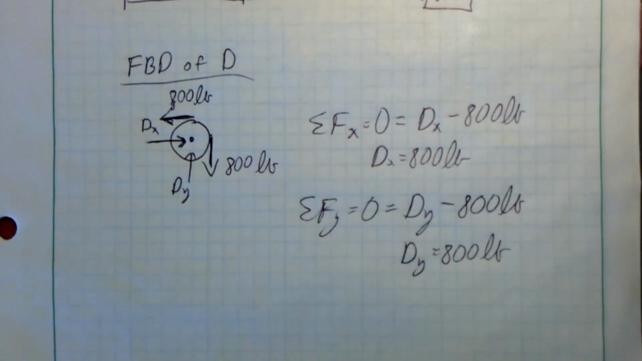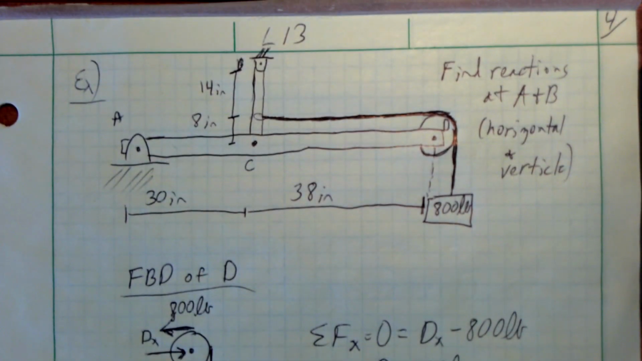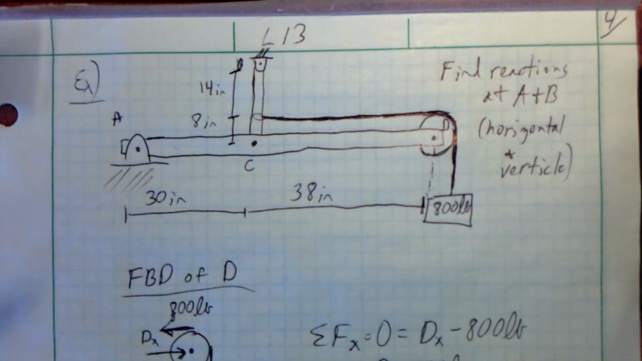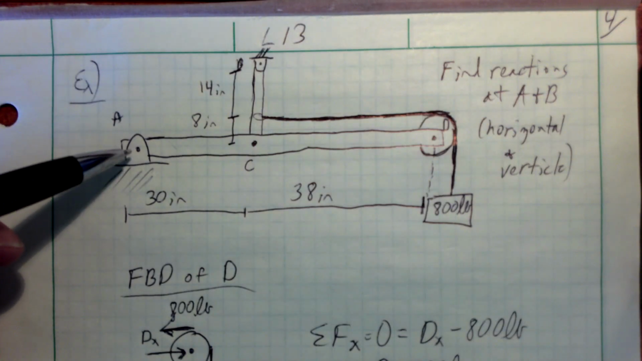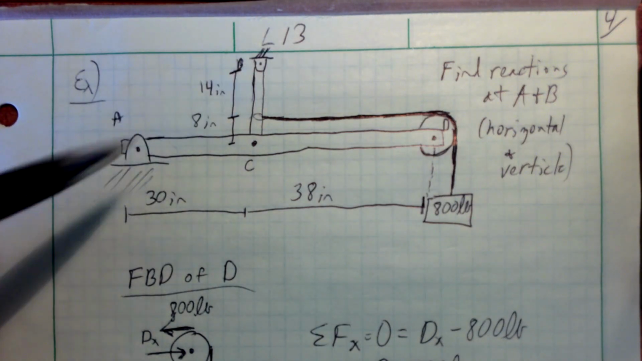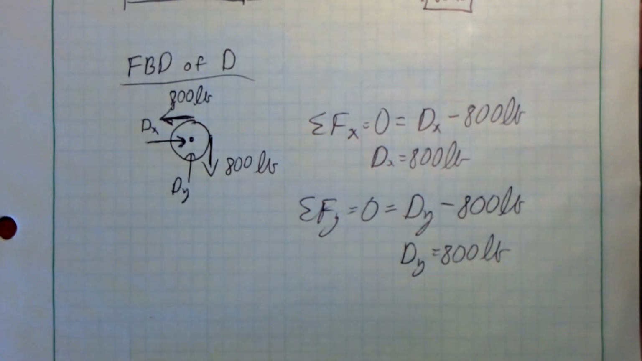All right. Now, what might we do? What are we looking for? We'll go back to basic problem solving. What am I looking for? I'm looking for reactions at points A and B. Okay. Well, I know I've got two unknowns here and I've got two unknowns there. I've got AX, AY, BX, BY. So I'm going to need at least a couple free body diagrams.